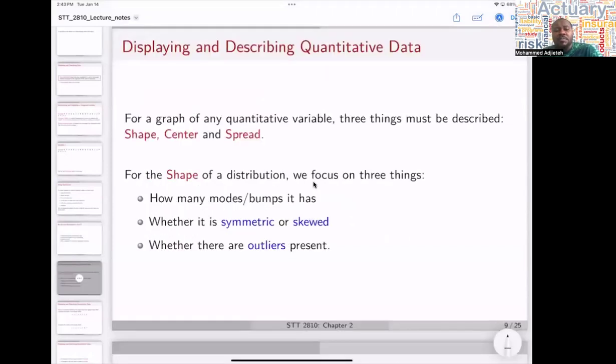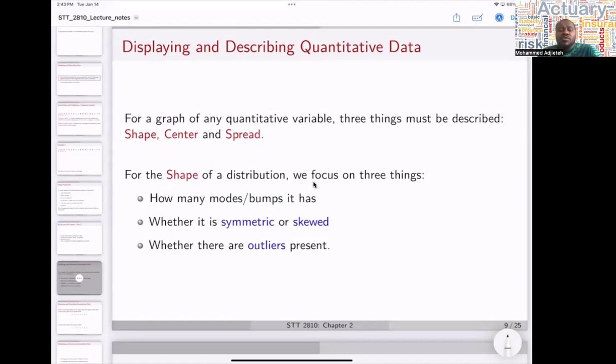And so to describe a quantitative variable, we focus on three things. We will look at the shape, the center, and then the spread. To be able to talk about the shape, we are going to focus on how many modes or how many bumps the graph has. We are also going to determine whether it is skewed or symmetric. We would also be able to tell if there are outliers present or not.